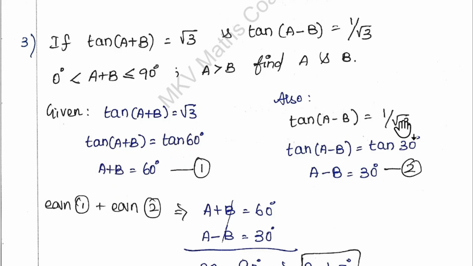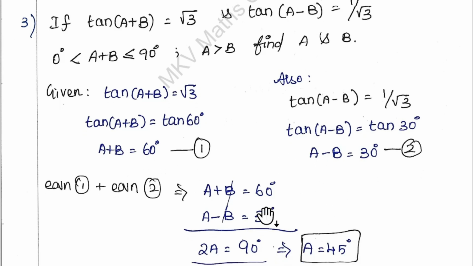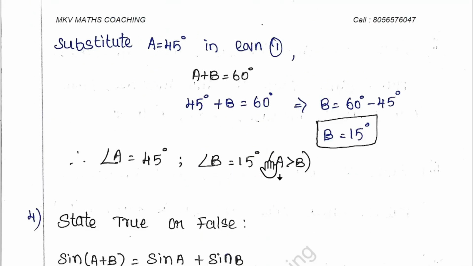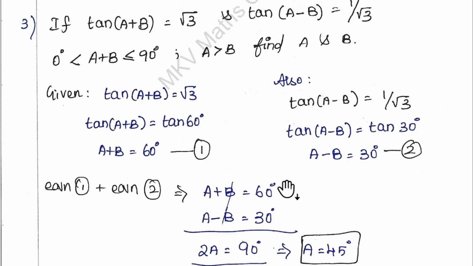Now take tan of a minus b is 1 by root 3. So tan of a minus b is equal to tan 30, since tan 30 is 1 by root 3. Tan will go, so a minus b is 30 degree. Now do the elimination method. If you add them, you get the a value as 45 degree, and once you get the a value, substitute in any equation and you get the b value as 15 degree. So angle a is 45, angle b is 15, and a is greater than b as per the given condition.